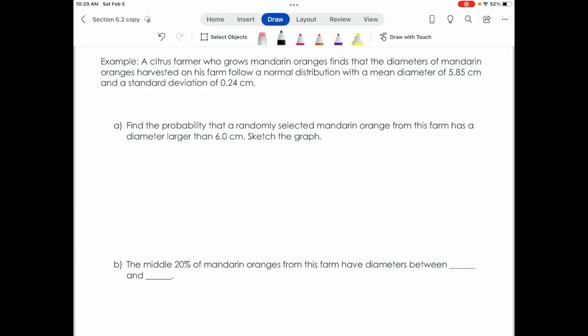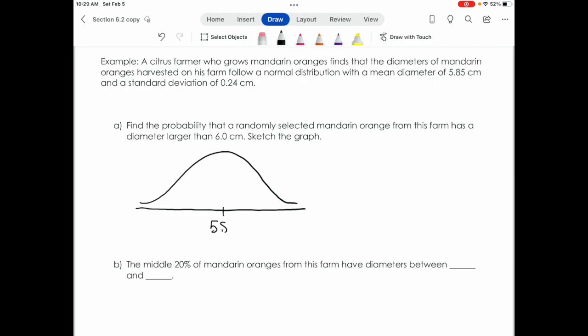All right, last example of the section. We have a citrus farmer who grows mandarin oranges, finds that the diameters of mandarin oranges harvested from his farm follow a normal distribution and has a mean diameter of 5.85 centimeters and a standard deviation of 0.24 centimeters. We want to find the probability that a randomly selected mandarin orange from this farm has a diameter larger than 6 centimeters. We're going to sketch the graph.